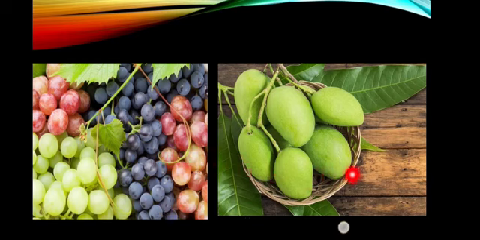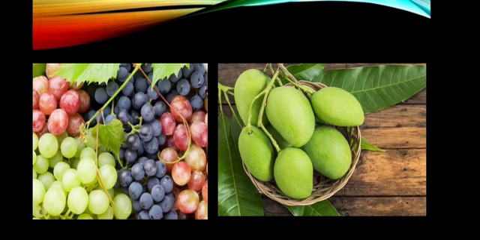Unripe mango, sour. You find that some of these substances taste sour, some taste bitter, some taste sweet, and some taste salty. Based on their taste, we can classify them as acids and bases. So today in this session, we are going to learn about acids and bases.